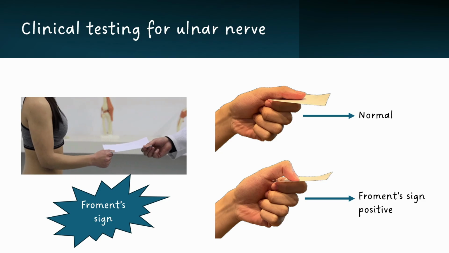We also do this Froment's test to see the integrity of the palmar interossei muscle. We hold the paper between the fingers and try to pull the paper, and we look for the integrity of the palmar interossei muscle. When we do the test, the wrist should be dorsiflexed to rule out any action of the long flexors of the fingers.